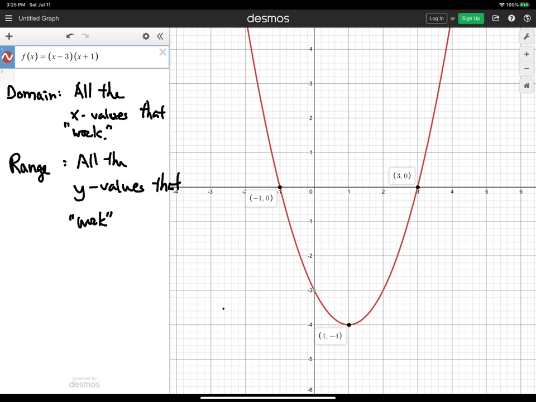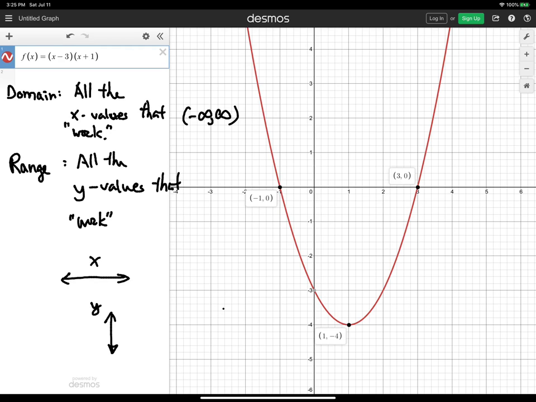Remember, domain is your x value. So if you look at this graph, remember x goes left and right, y is up and down. As you look at this parabola right here, notice it just keeps going and going to the left, and it keeps going to the right, and you don't see any kind of gaps or breaks. So if that's the case, our domain in this case is going to be from negative infinity to positive infinity, because it just keeps going to the left, keeps going to the right.